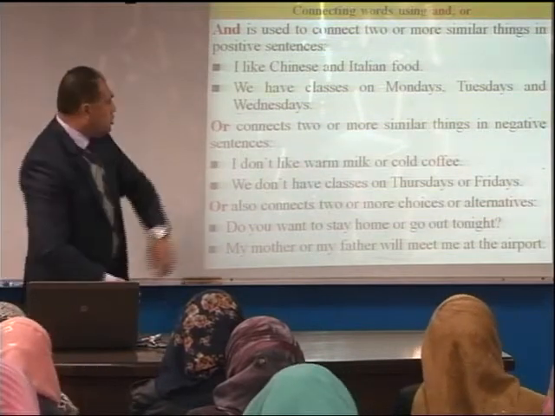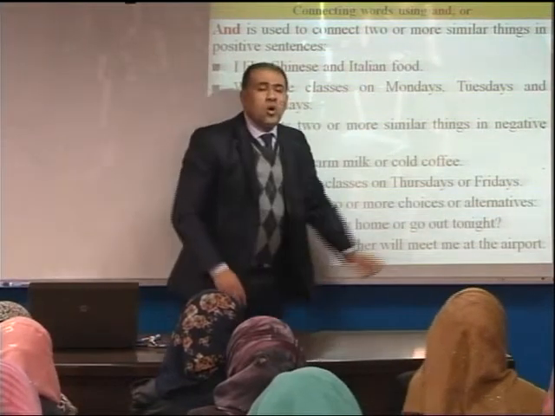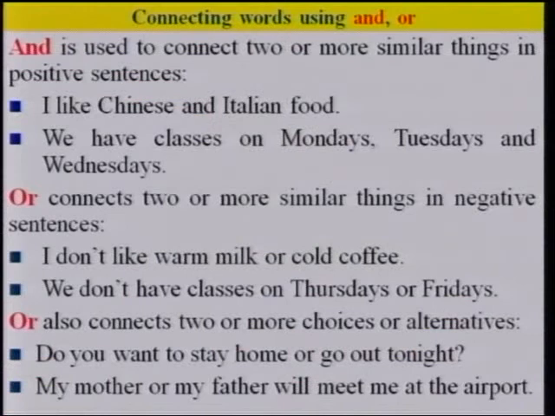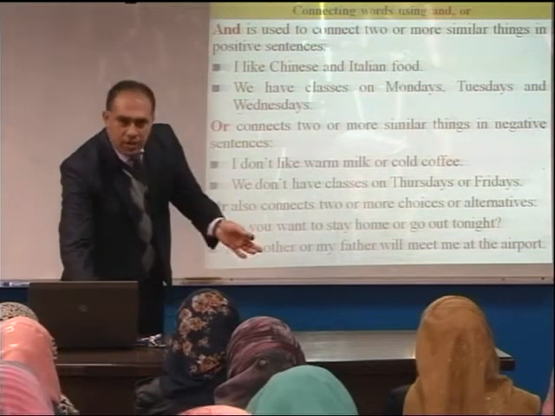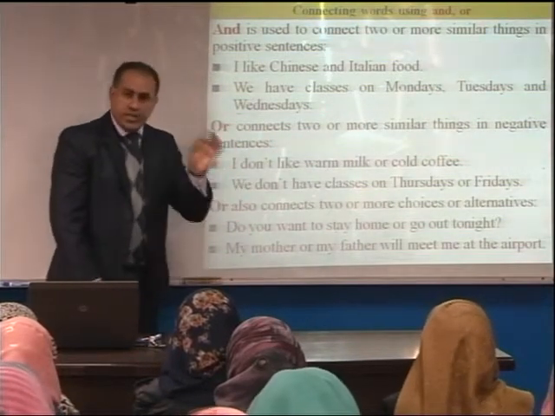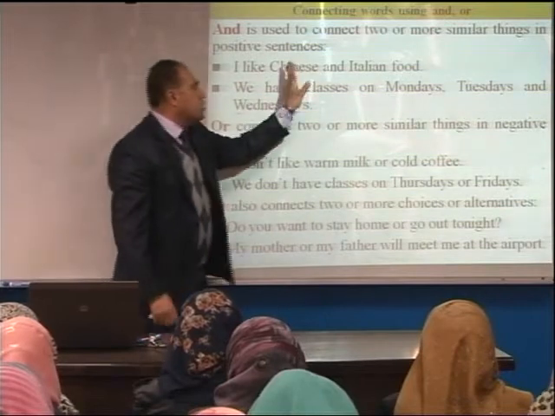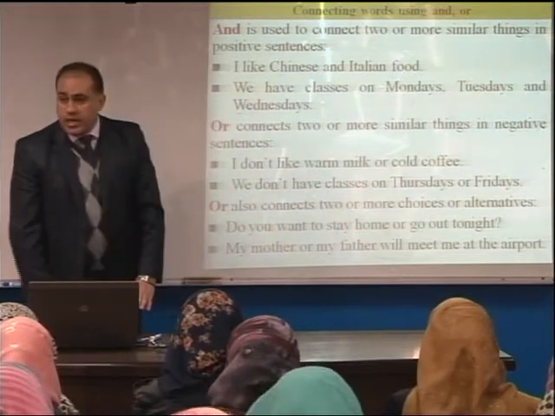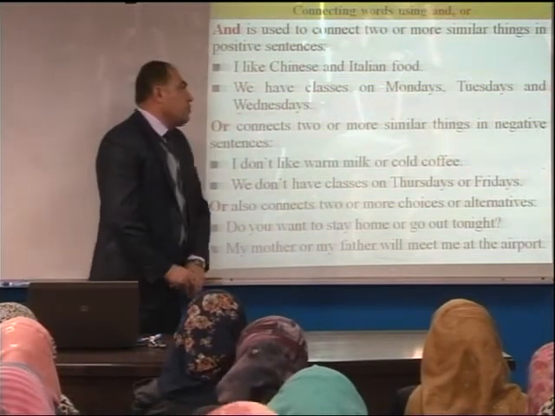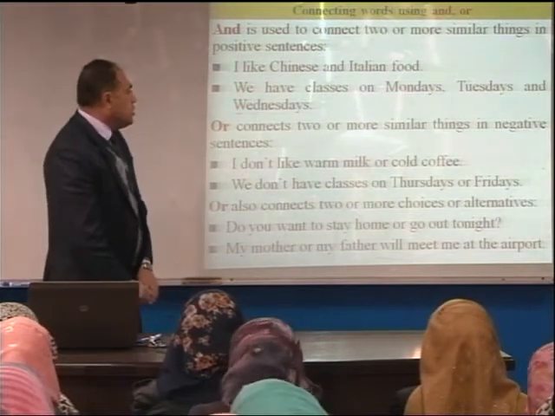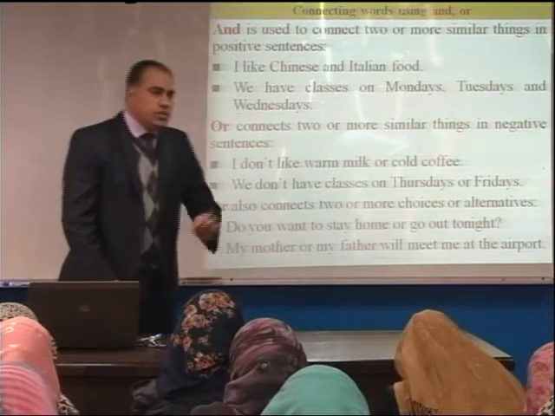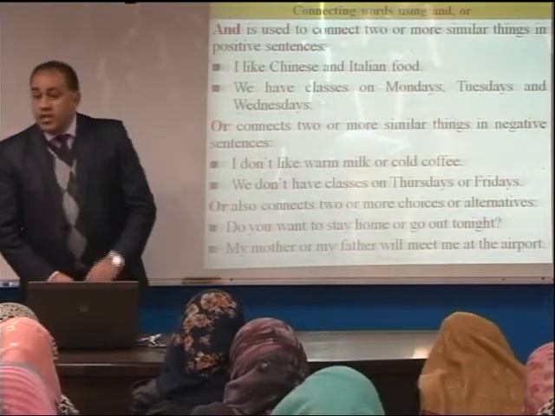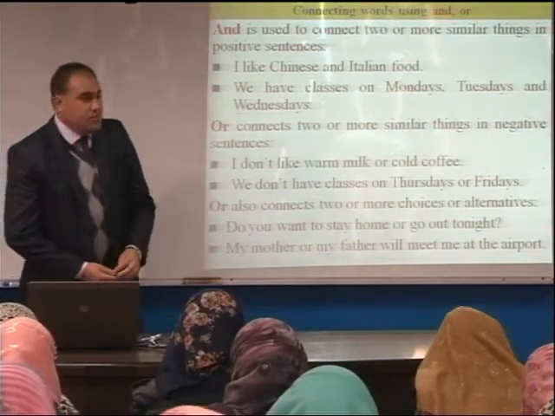Clearly, we use it to connect two or more similar things in positive sentences. For example, I like Chinese and Italian. So it's a linking word, a connecting word, between two words, Chinese and Italian, Chinese food and Italian food. Another example, we have classes on Monday, Tuesday, and Wednesday. So the first use of and is to connect things in positive, in affirmative sentences.